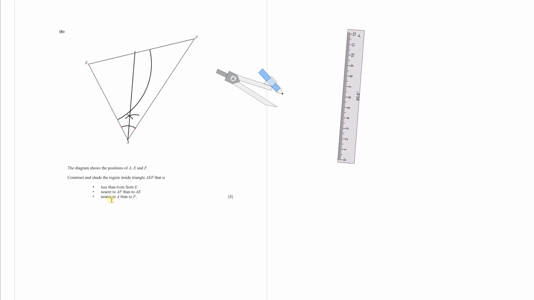So the third condition is the region is nearer to A than to F. So nearer to this point A compared to this point F. So that means if I draw a perpendicular bisector of this line AF, the points on that perpendicular bisector will be equidistant from F and A. So anything below that line bisector will be closer to this point A. So first we need to draw the perpendicular bisector.